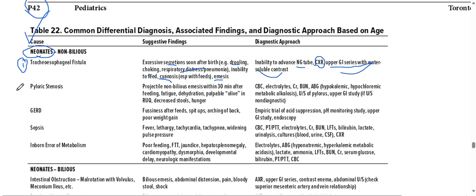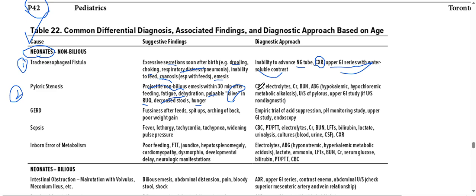Next we need to know another cause of vomiting in the newborn child: pyloric stenosis. It presents with projectile non-bilious emesis or vomiting within 30 minutes after feeding. Always remember non-bilious. The child presents with fatigue, dehydration, and a palpable olive in the right upper quadrant. This is a very good hint for MCQ scenarios: the shape of the palpable thing in the right upper quadrant is just like an olive.